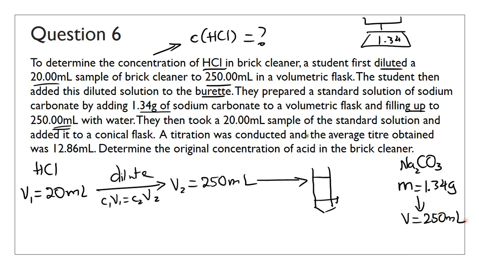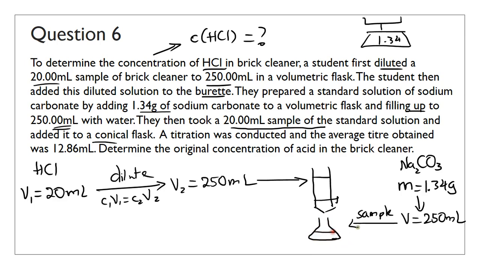What was I doing? Yes, so you add 1.34 grams of sodium carbonate and fill up to 250 ml with water. So you basically dissolve all of these 1.34 grams into a solution of 250 ml. Okay. And then what do you do next? You took a 20 ml sample of this solution. So there is a sampling here, and you're going to put it into a conical flask.